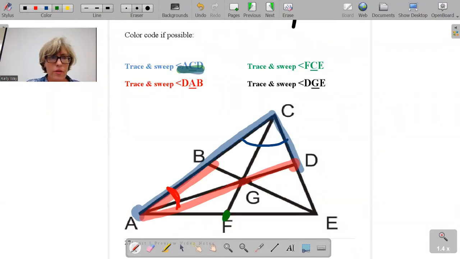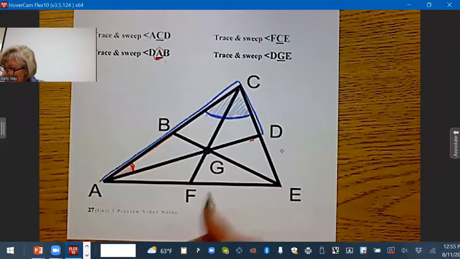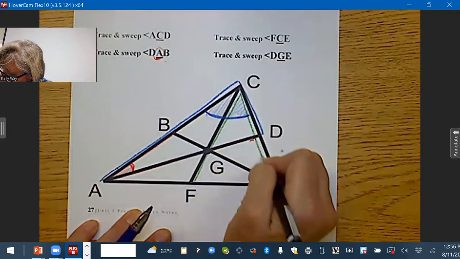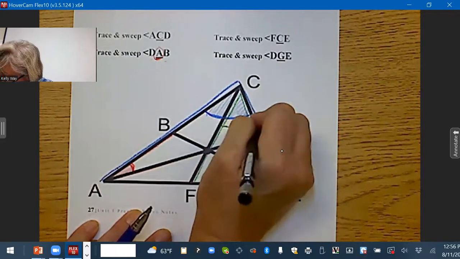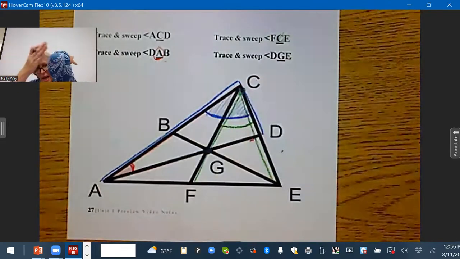Starting at F, go to C, E. F, C, E, trace and sweep. That would be that angle right there. Taking a look in real time: F, C, E, trace and sweep at the elbow. You sweep at the elbow.